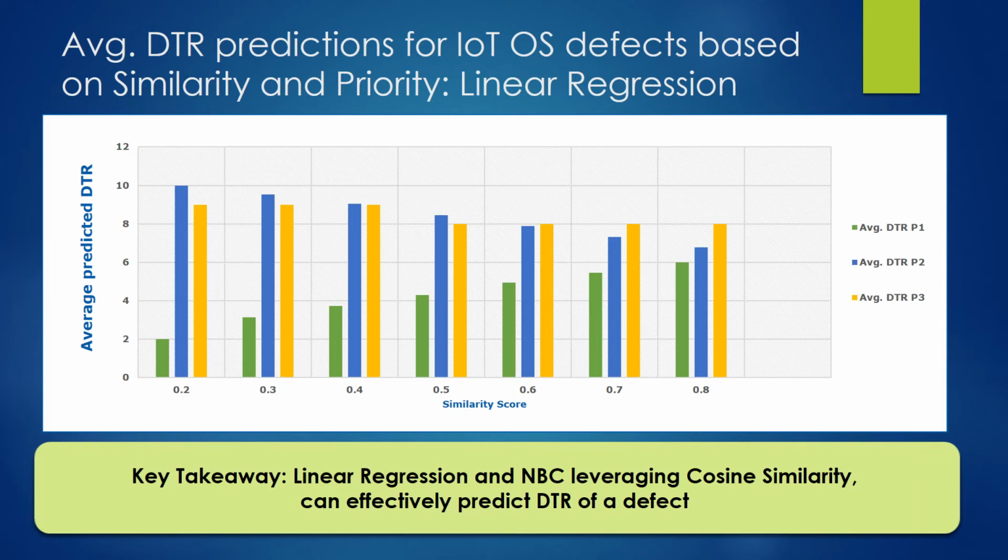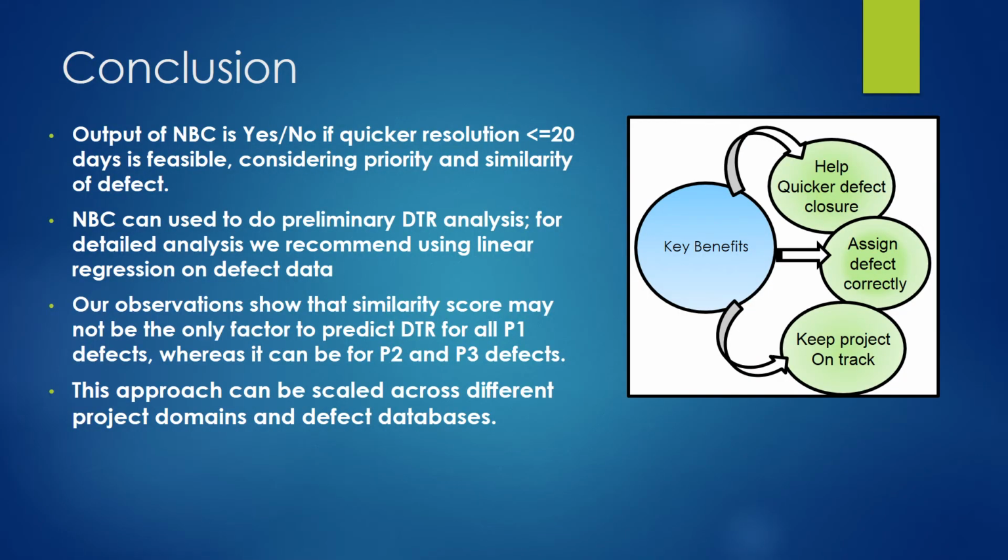The key takeaway here is that linear regression and naive Bayes classifier leveraging cosine similarity can effectively predict DTR of a defect. To conclude, open critical defects can cause delay or miss targeted milestones which may negatively impact an organization's interest. Predicting DTR for new defects can assist the developers and project managers to keep their project on track.